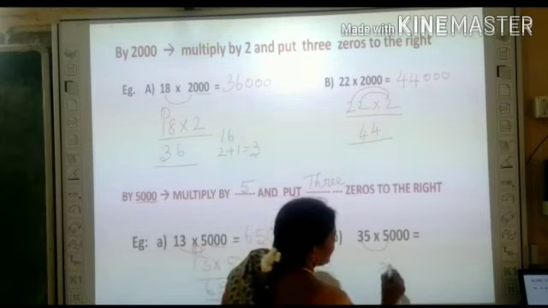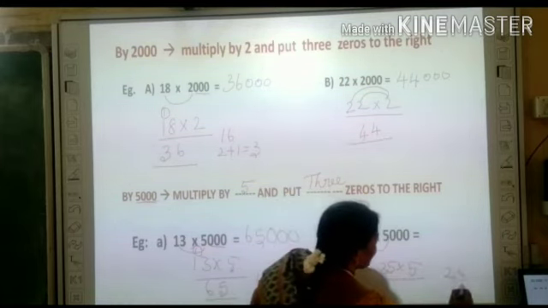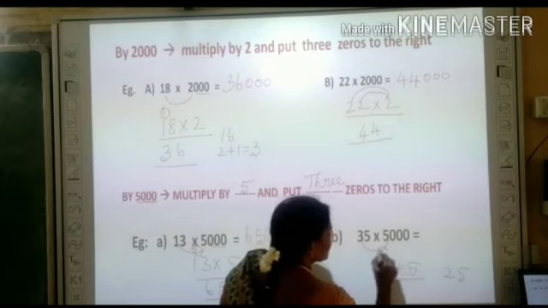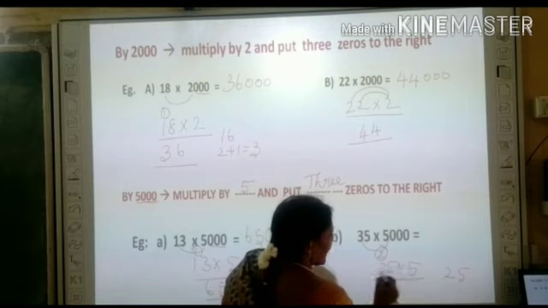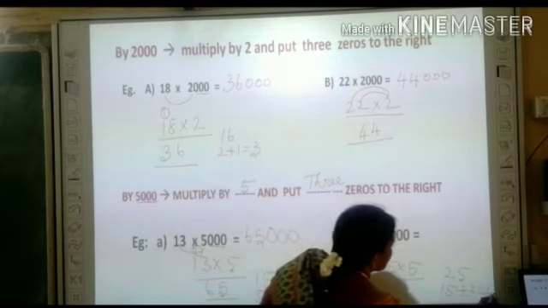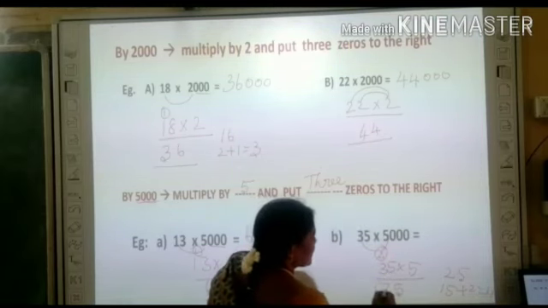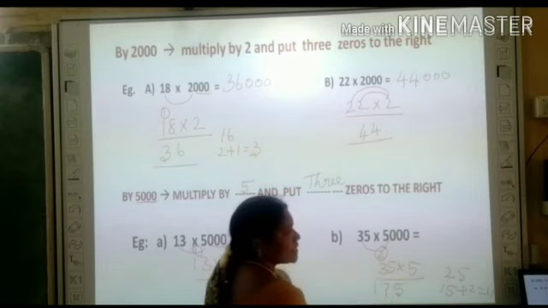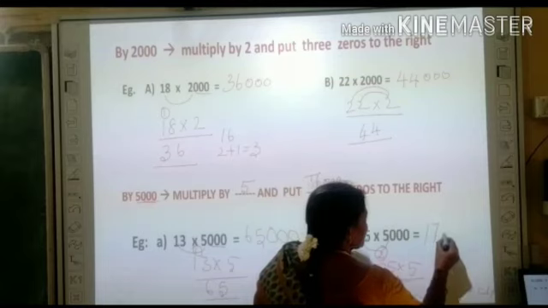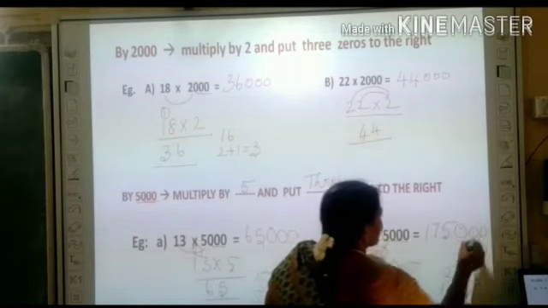So 35 into 5. 5 5s are 25. So 5 comes under the ones column. Then 2 is carried over to the tens column. Then 5 3s are 15. 15 plus 2 is equal to 17. Okay. Then you write 17. 7 comes under the tens column. 1 comes under the hundreds column. So the answer is 175. Write 175. Then you put 3 zeros to the right side.